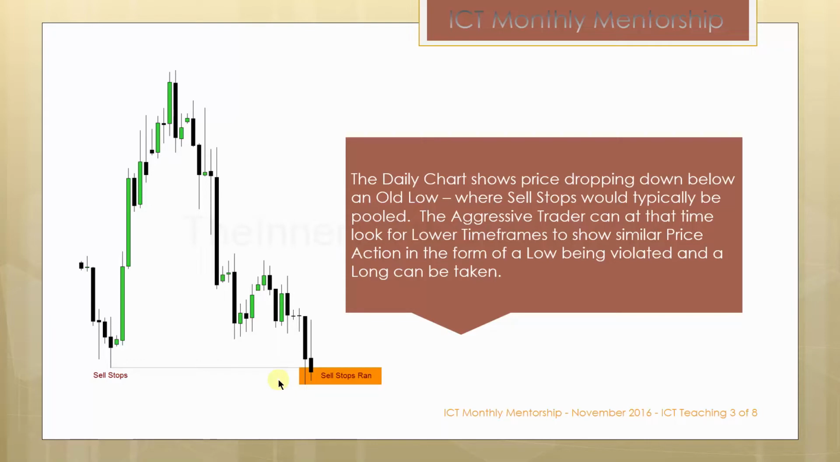By having that understanding and expectation, we can take a long position. But we're going to go one step further, and we're going to actually start looking for evidence of institutional sponsorship.